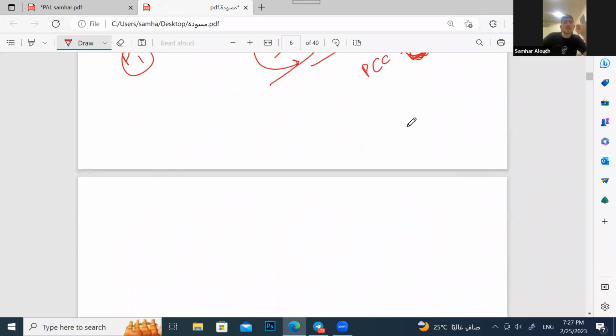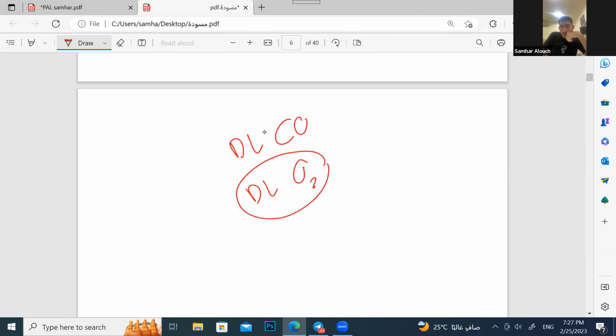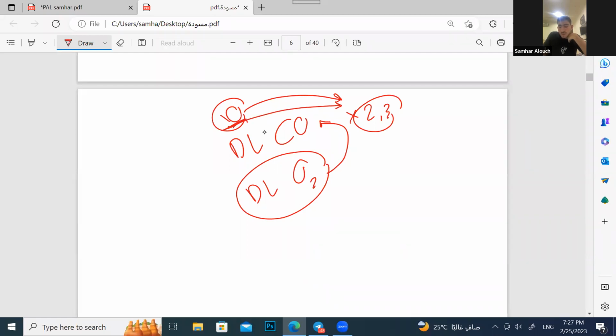Why do I care about the DL of the CO? It's actually because scientists did many researches and found that the DL of CO and the DL of O2 are related. How? The DL of O2 is the DL of CO multiplied by 2.3. So if I found that the DL of CO is 10, then I can calculate the DL of O2. I multiply 10 by 2.3, so now I have 23.